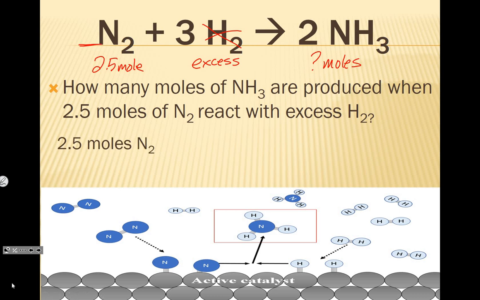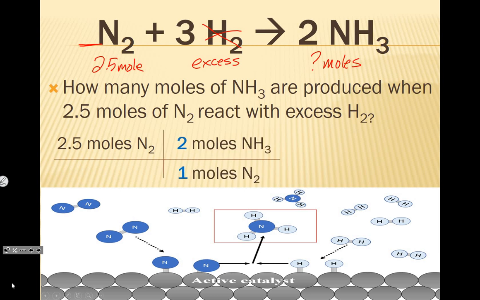The number in front of nitrogen is a 1. So I'm going to put 1 mole of nitrogen on the bottom. On the top, since I want to go to NH3, I use the number in front of NH3. 2.5 times 2 is 5. So we should end up with 5 moles of H2.